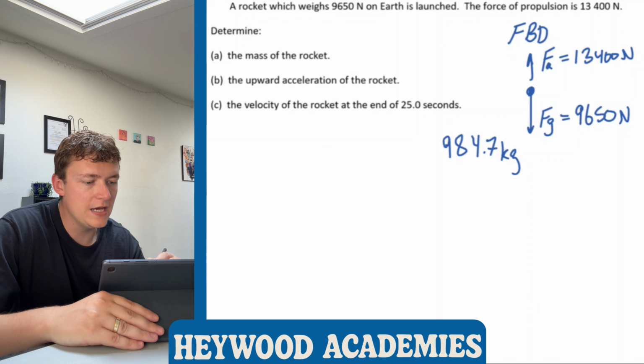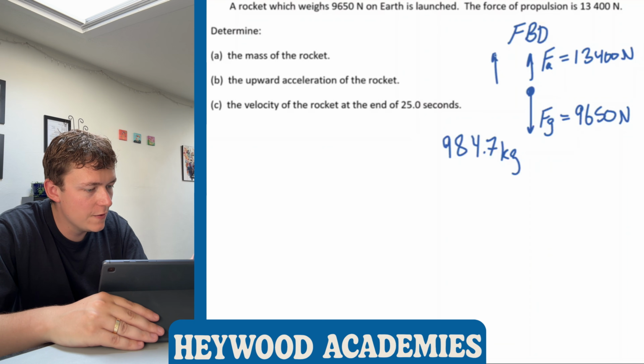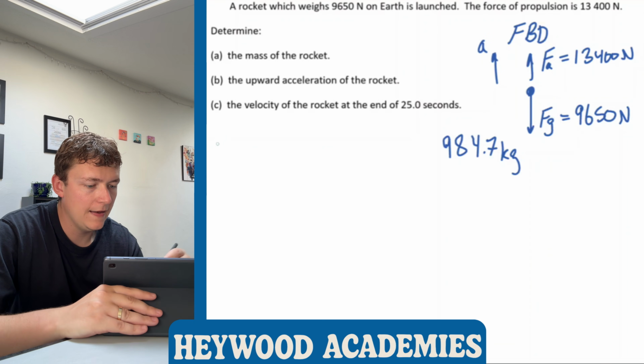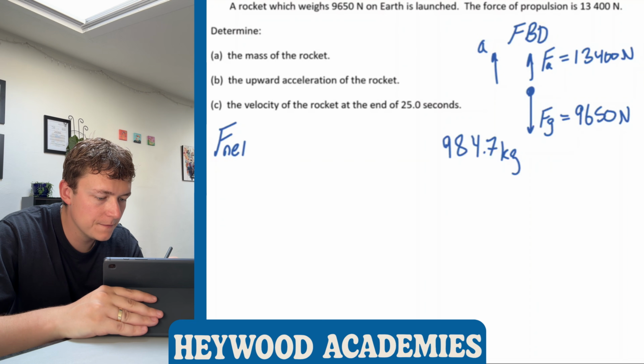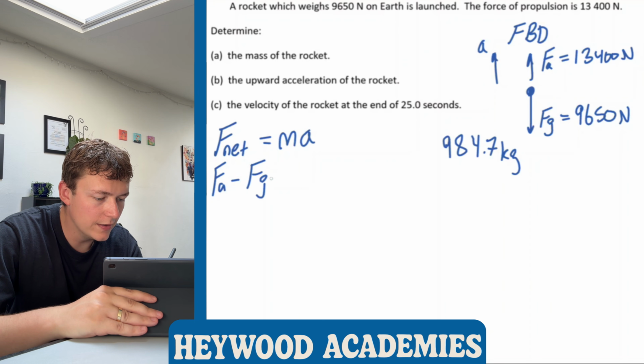Now we want to figure out the upward acceleration of the rocket. So from our free body diagram, we know that this acceleration should be going upwards in here. And then we can go F net is equal to mass times acceleration. Anything up is going to be positive, anything down is going to be negative.